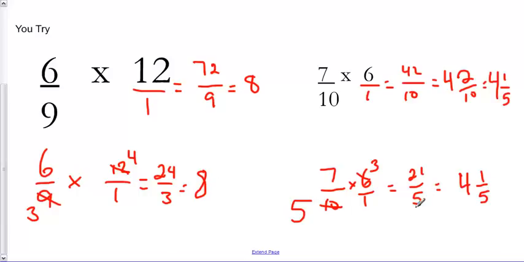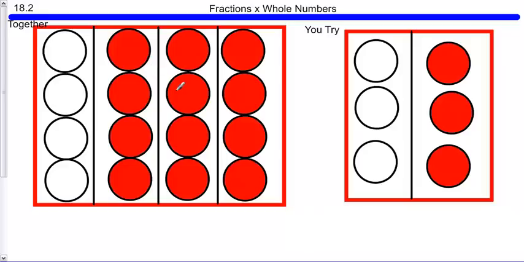So you notice that I get the exact same answer on both problems. It's just, in my professional opinion, easier to simplify first than second. Why? 21 and 5 are a whole lot smaller than 42 and 10. So my division gets a little bit easier.